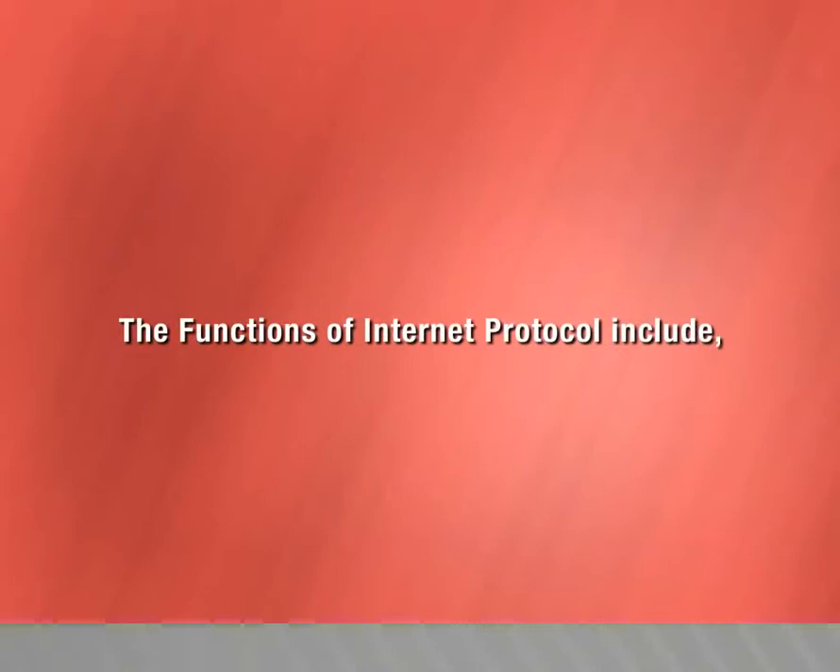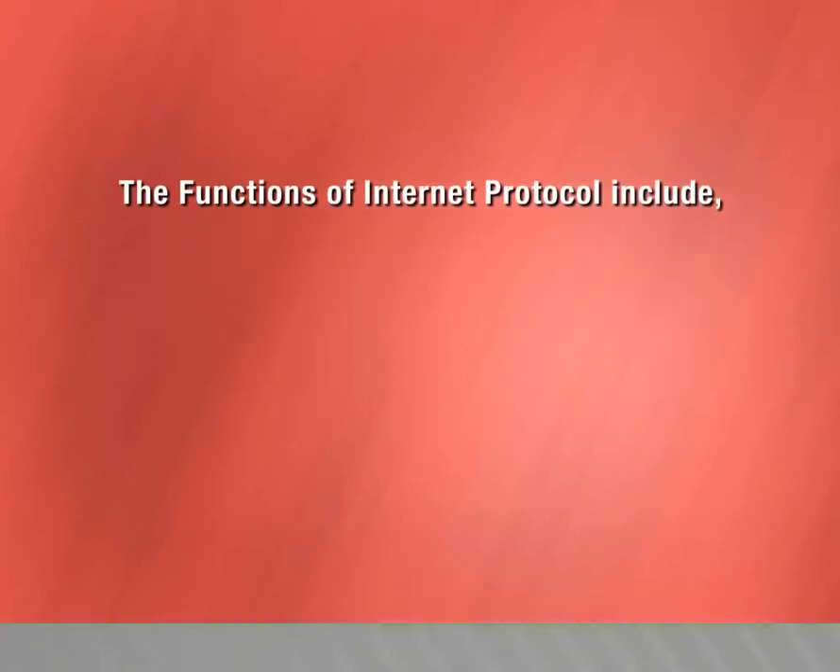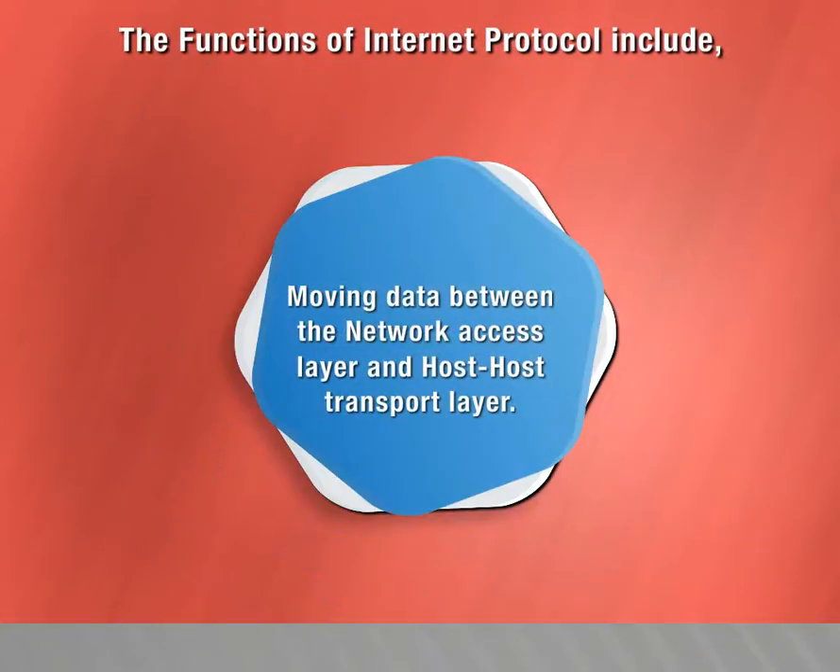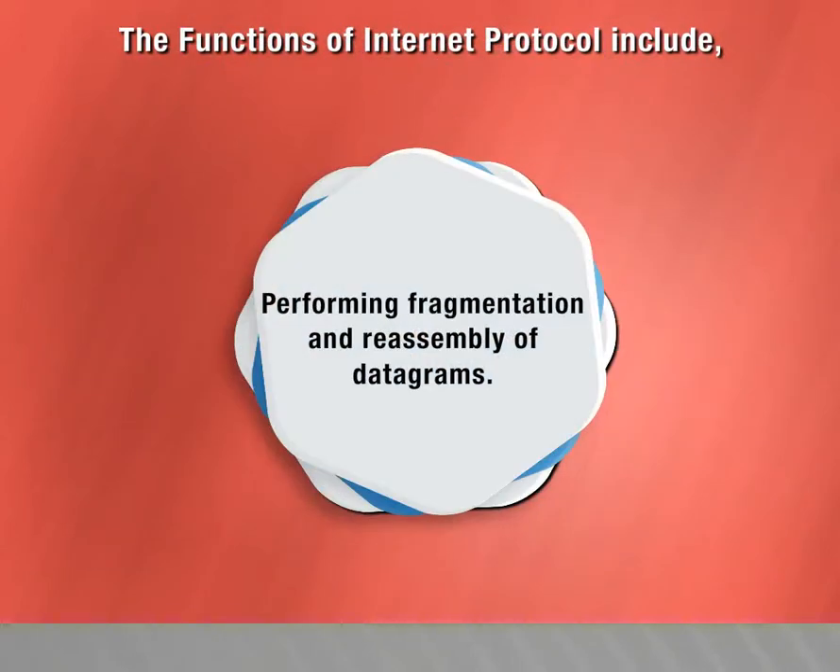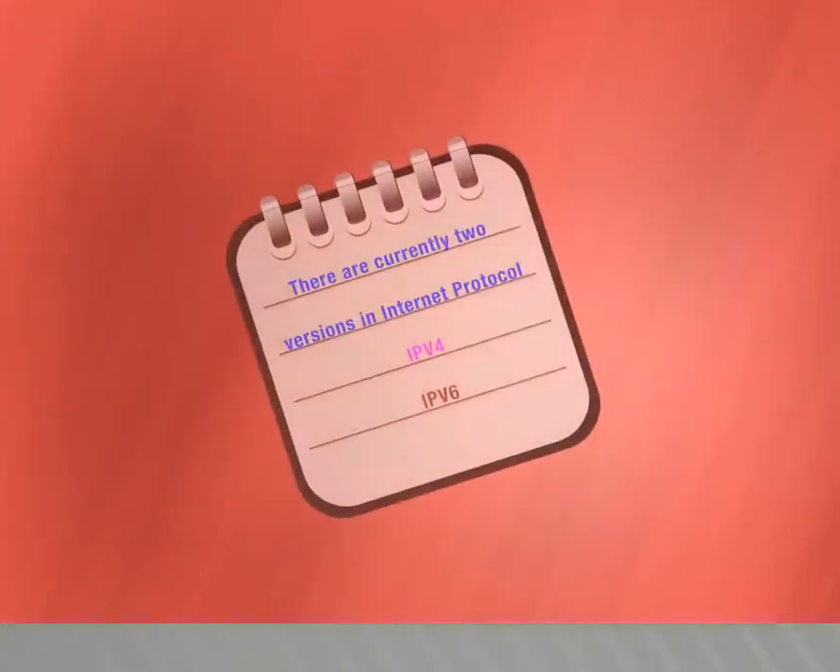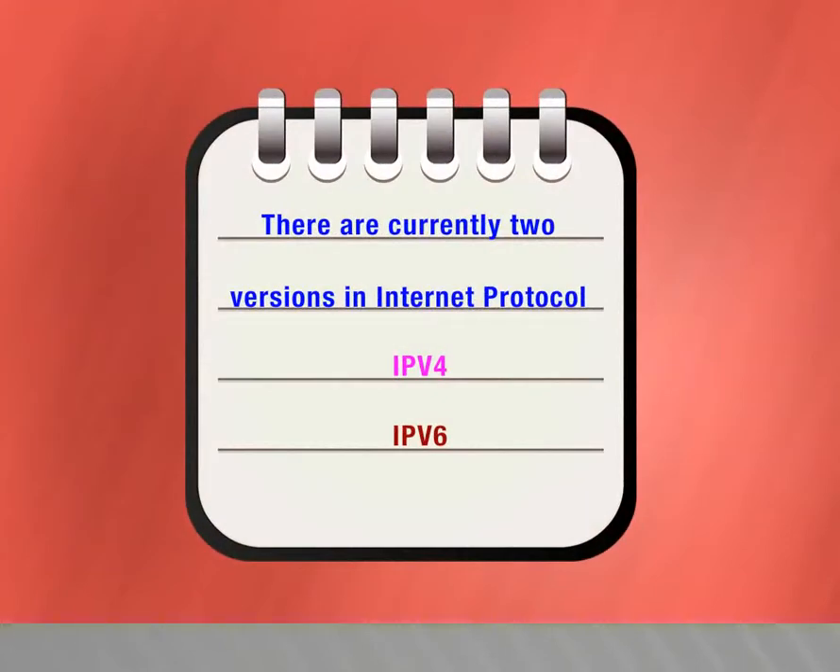The functions of Internet Protocol include defining the Internet addressing schemes, moving data between the network access layer and host-to-host transport layer, performing fragmentation and reassembly of datagrams, routing datagrams to remote hosts. There are currently two versions of Internet Protocol, IPv4 and IPv6.